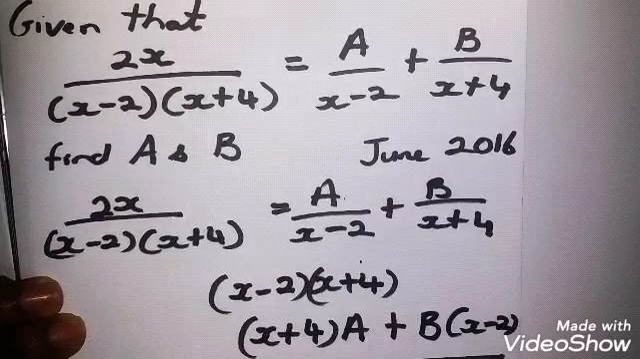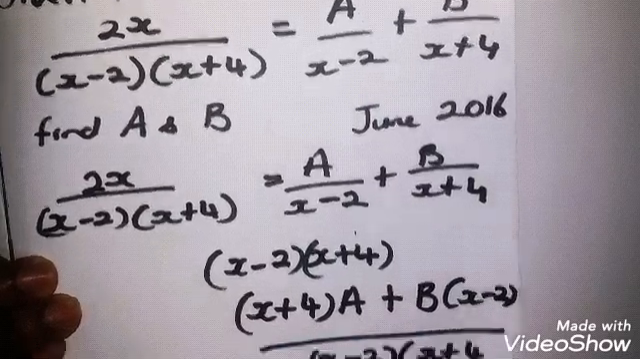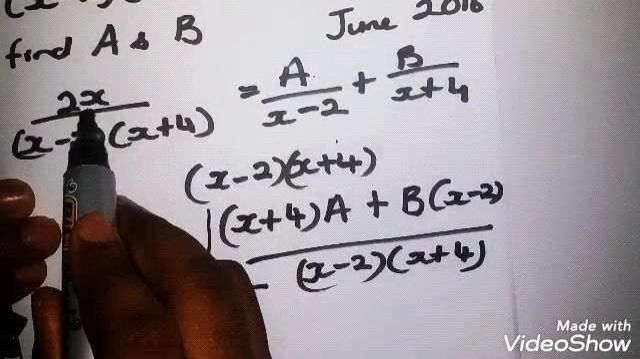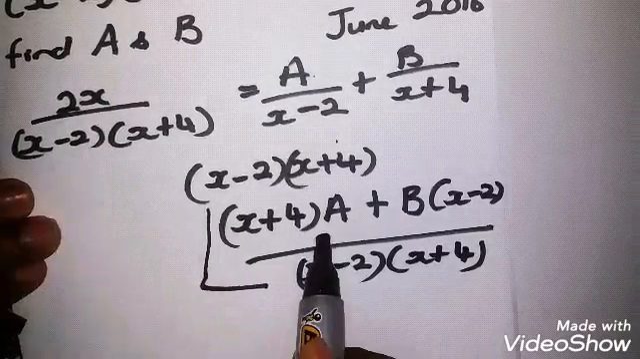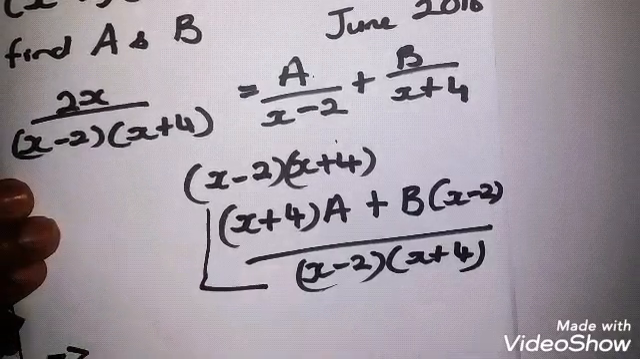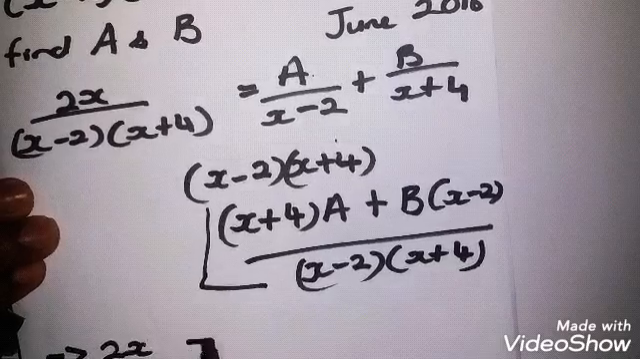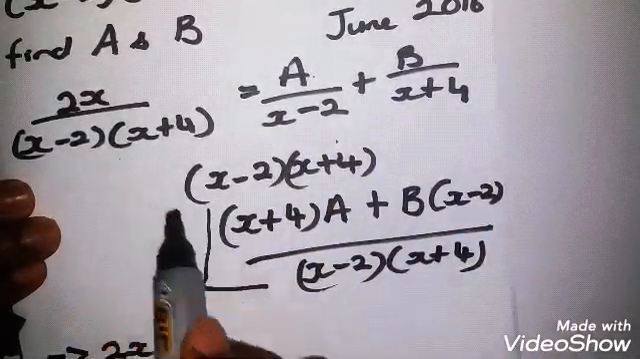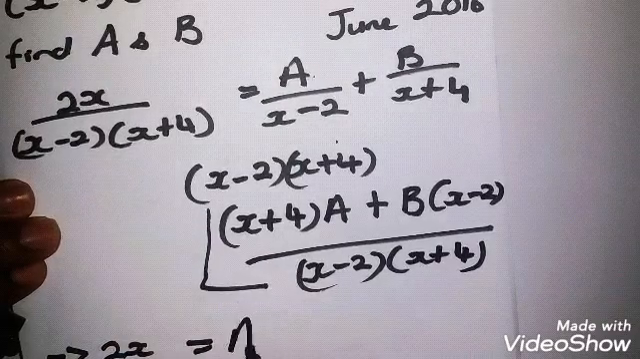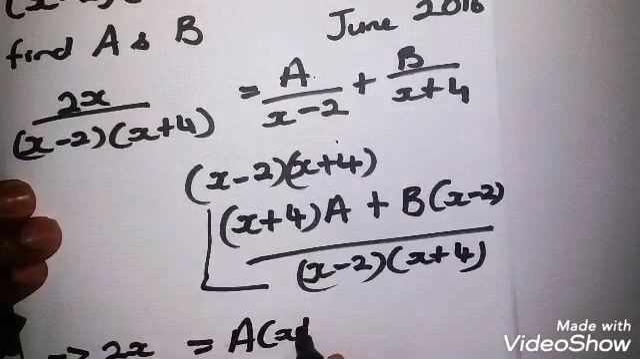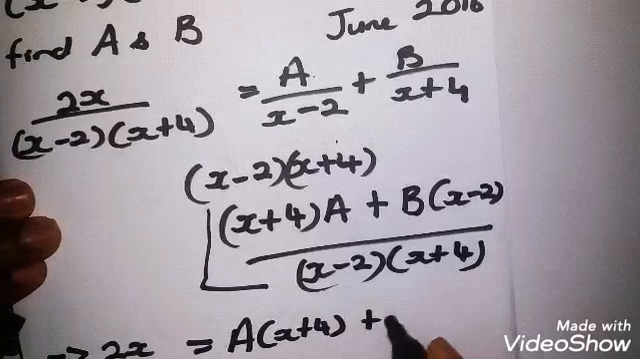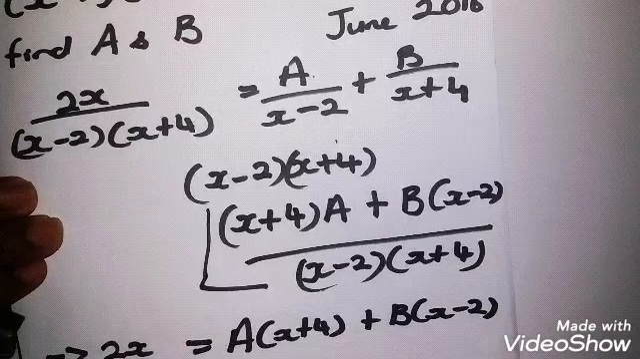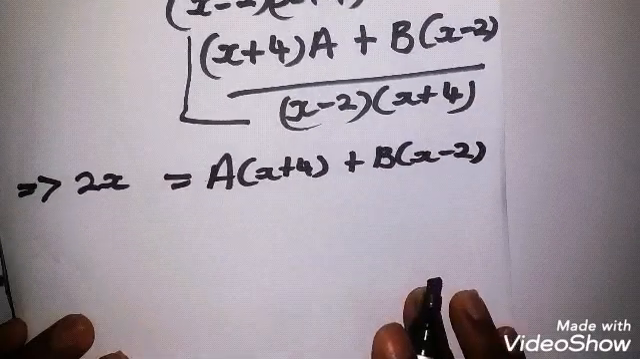So when we compare this to this, we realize 2x equals this. So it implies 2x equals, we've expressed this in another form, A(x plus 4) plus B(x minus 2). Now this is where the trick lies.